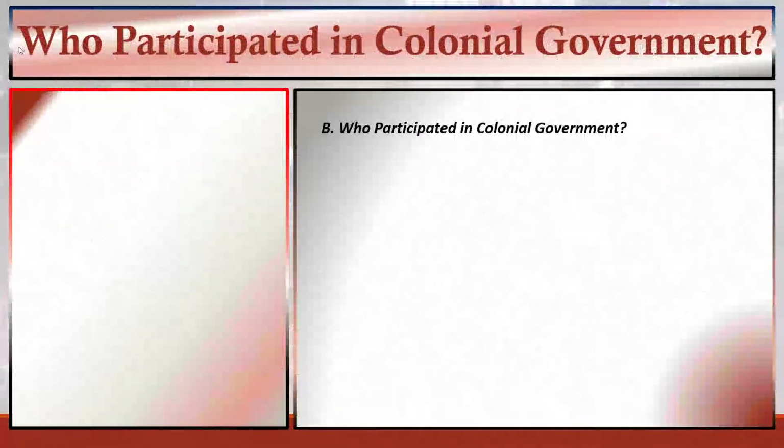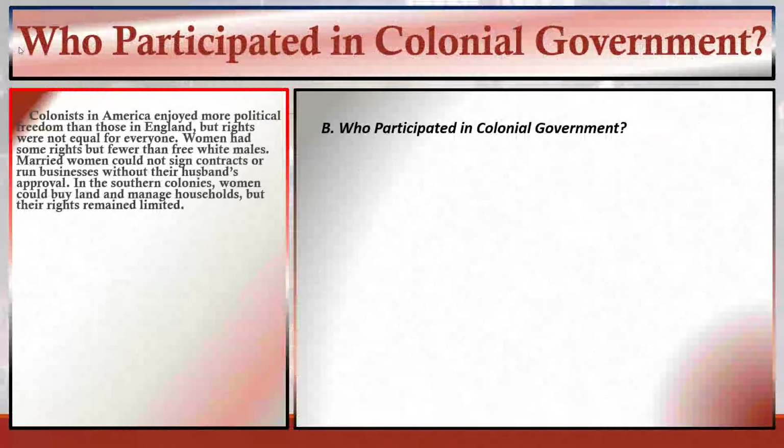So, hey, subtopic B. Who participated in colonial government? Okay, I'll get right into it. Colonists in America enjoyed more political freedom than those in England, but rights were not equal for everyone. Women had some rights, but fewer than free white males. Married women could not sign contracts or run businesses without their husband's approval. In the southern colonies, women could buy land and manage households, but their rights remained limited.